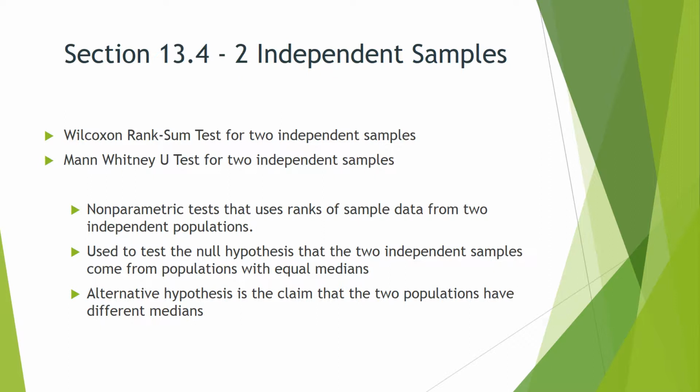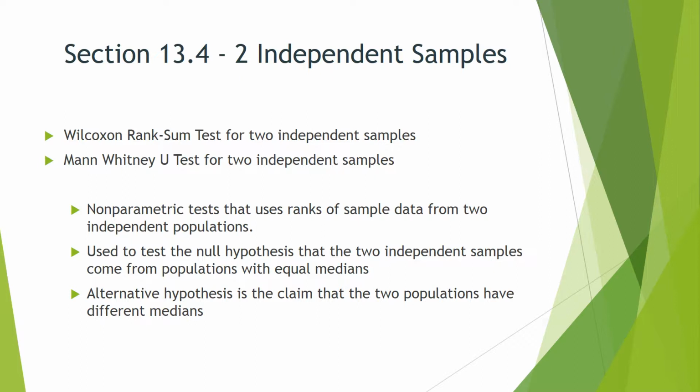Minitab doesn't do it, so we're not going to be using it except when you read your book. But Minitab does the Mann-Whitney U test for two independent samples, and they are equivalent tests which would give the same results. They're different tests. They're not equal tests. They're equivalent tests, and they both would give the same results.